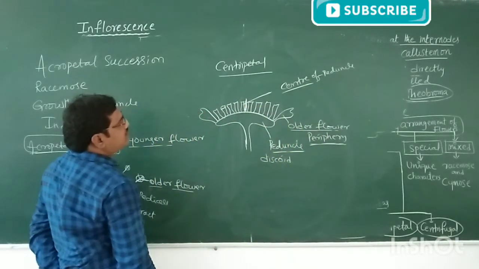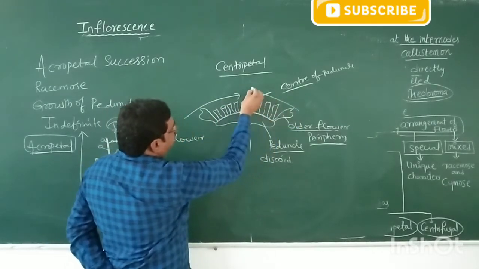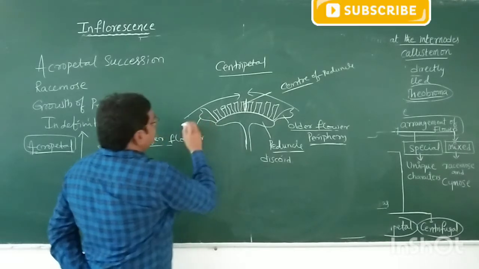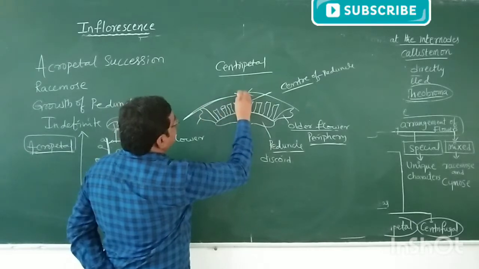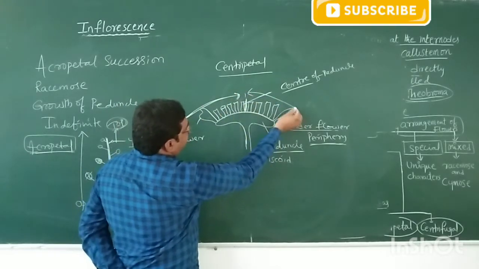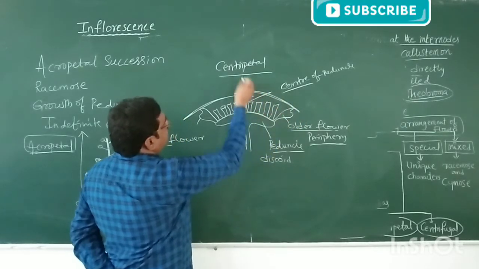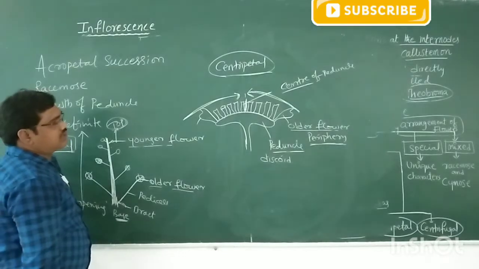And what is the opening of the flowers? From the periphery to the center. This is the peripheral side. So the opening of the flowers is from the peripheral side to the center. This type of arrangement is called centripetal succession.